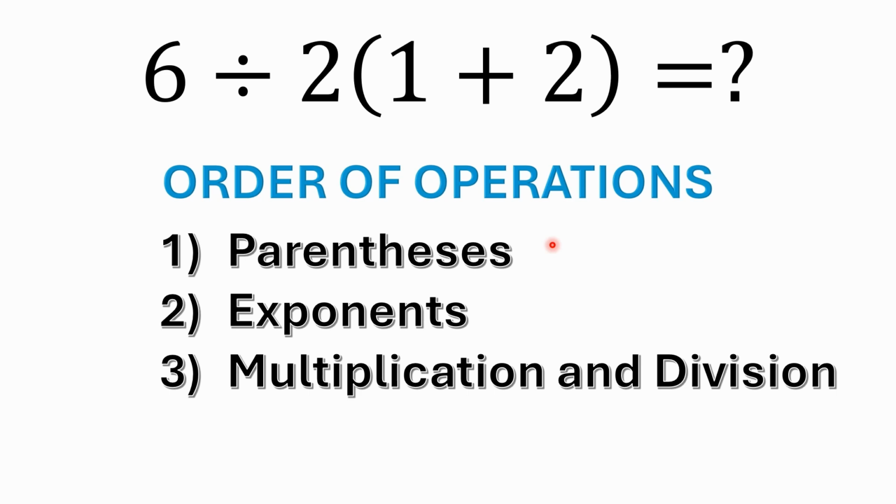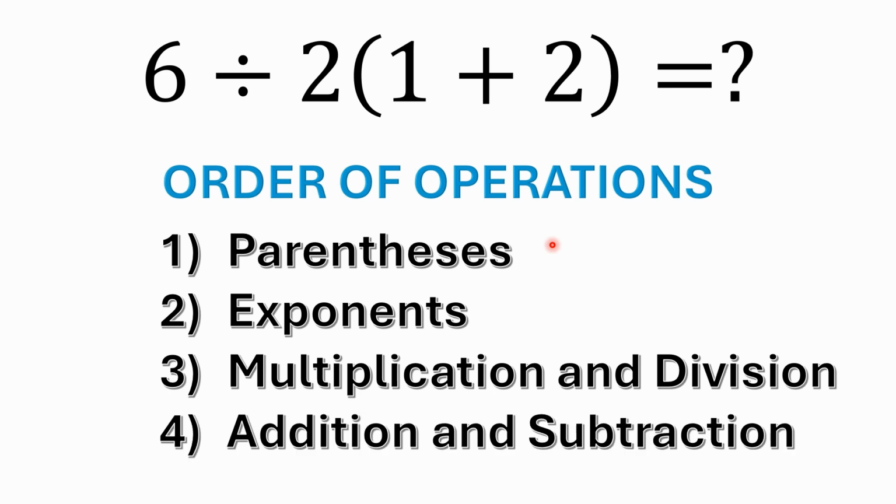PEMDAS does not mean you do multiplication before division any more than BODMAS means you do division before multiplication. Multiplication and division have equal precedence, and they're solved left to right. Division is nothing more than multiplying by a reciprocal. It's really the same operation, so they have the same priority.